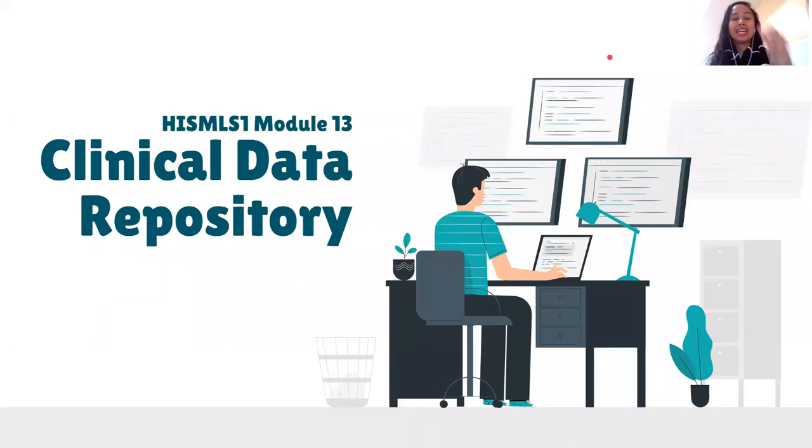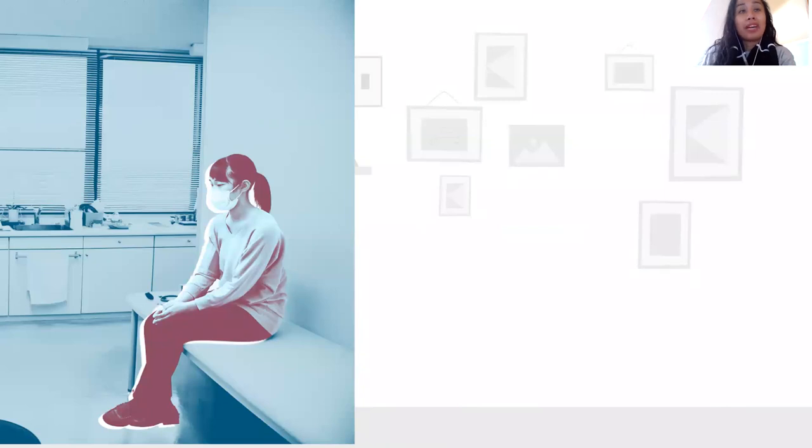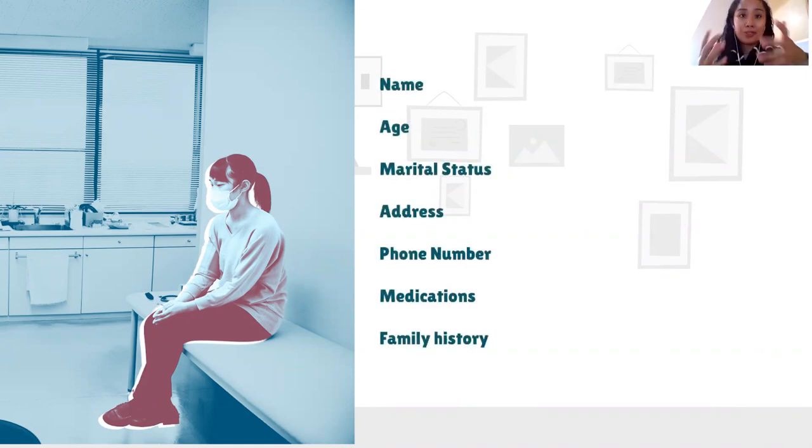So now we are in module 13 of our discussion in HIS, and our topic today is clinical data repository. So class, every time that you go to your rural health unit or your family medicine doctor, isn't it that every time you go there, you have to provide a form, where you write your name, your age, kung ano-ano pa, phone number, family history, the medications, your allergies.